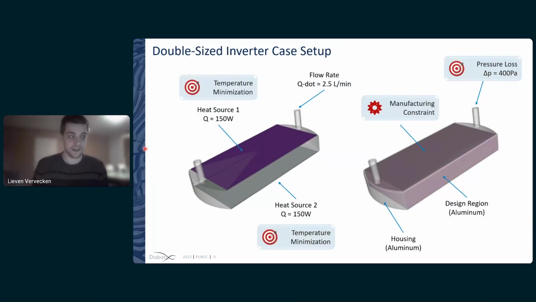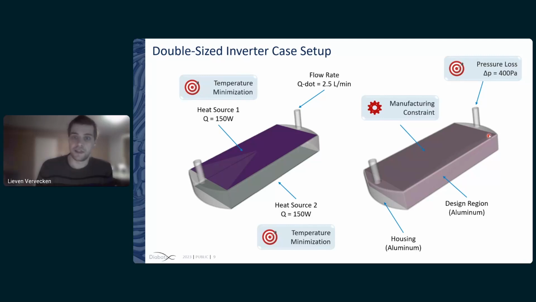Okay, I think that's more than enough theory for now. Let's now move on to the case application. It's a relatively simple geometry, a double-sided power inverter, where we have the housing on the left, onto which two heat sources are placed, one on the top and one on the bottom, both producing the same amount of heat. We have an inlet on one side and an outlet on the opposite side, where the flow rate that enters through it is fixed.